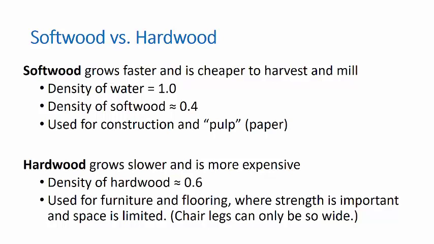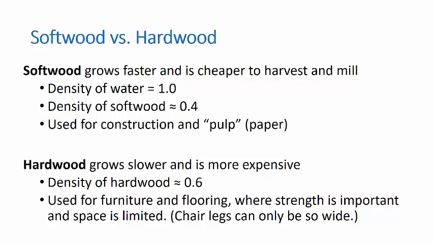Hardwood, on the other hand, has a density of somewhere around 0.6. It still floats, but you'd see less of the log sticking out of the water. And if you lifted a board of hardwood that was the same size as a board of softwood, you'd find the hardwood weighed about 50% more. So this stuff grows slower. It's more expensive to harvest, to mill. It's more expensive to transport because it's heavier. A lot of things about it are more expensive.